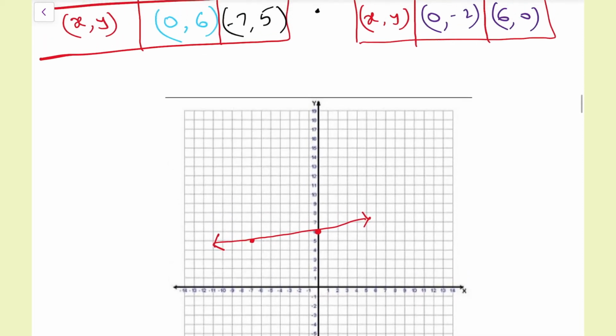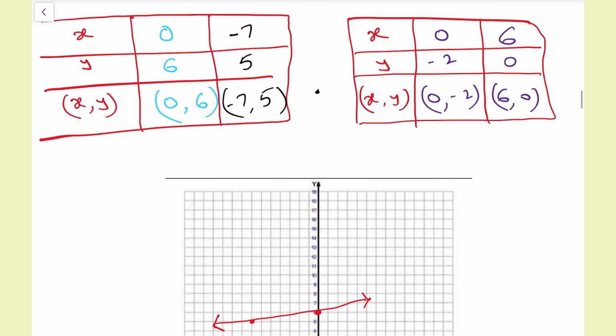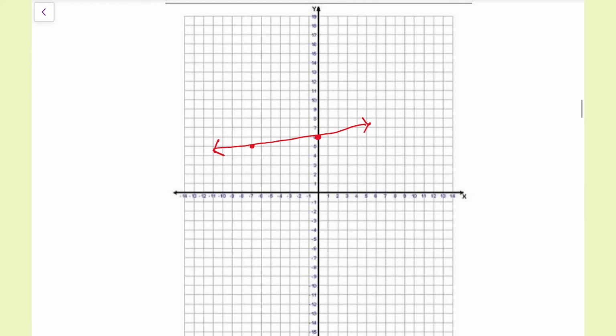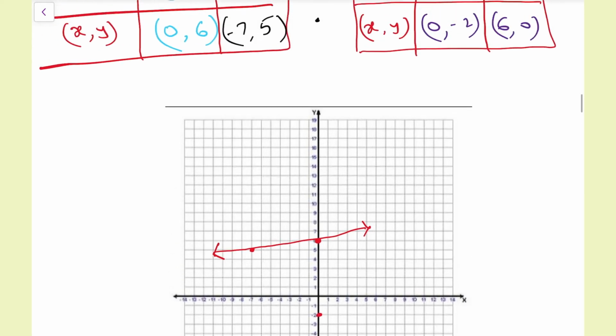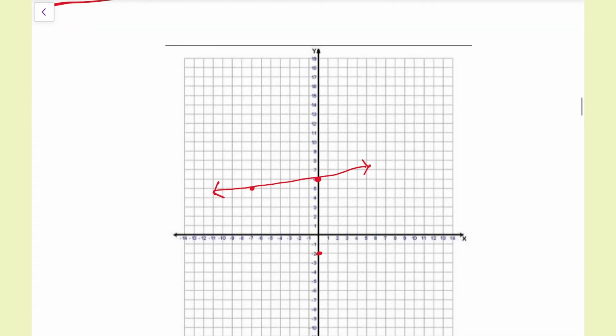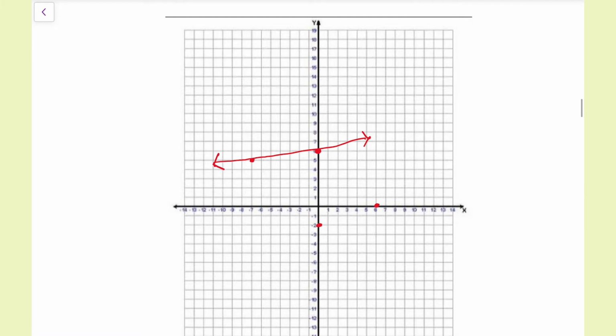Next, coming to the second equation points. First point is (0, -2). So this is (0, -2). And the second point is (6, 0). So this is going to be (6, 0). Again, the same way, these 2 points also we need to join with the help of a scale. That's it.